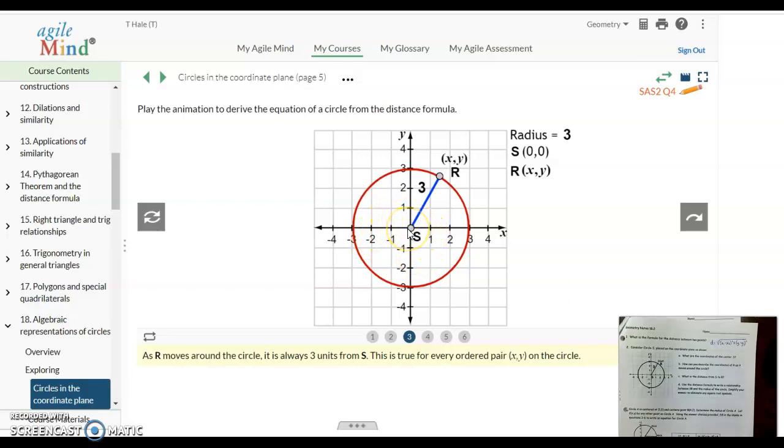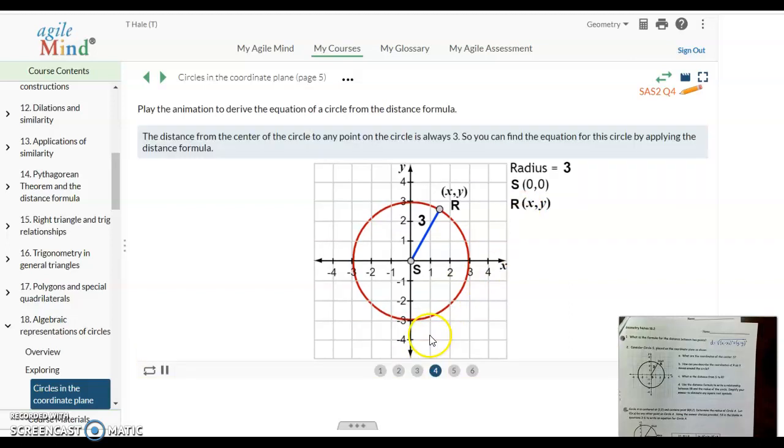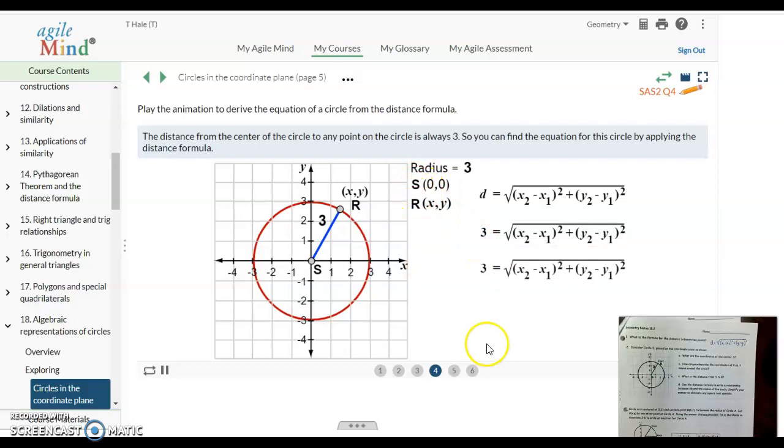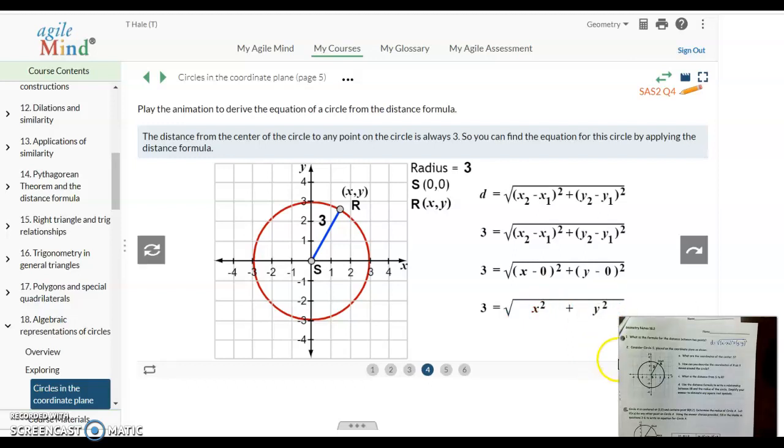Our center is still at 0, 0. But we're just going to call point R as having coordinates x, y, so just generically. So we're going to put the distance formula in to represent that radius distance, which is the distance between points S and R. So we're going to substitute in our x and y coordinates, and then 0, 0 as our other x and y into the distance formula, and simplify that. X minus 0, of course, is x, so that's x squared, and y minus 0 is y squared.